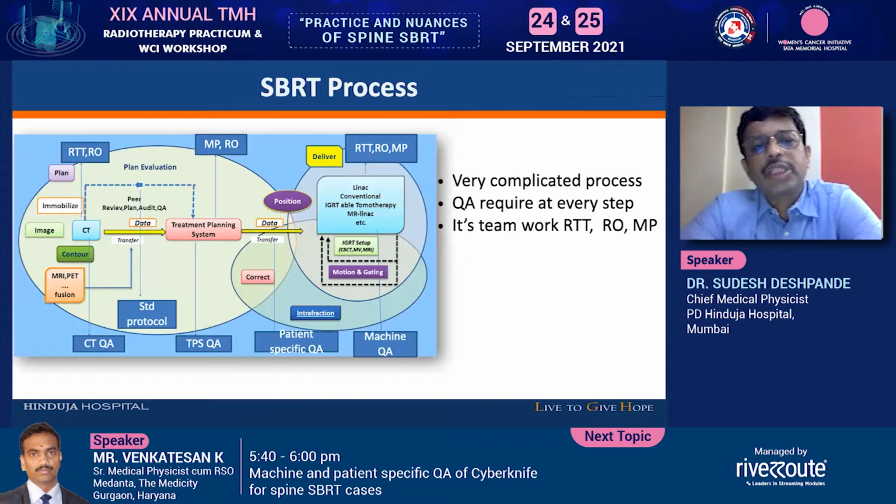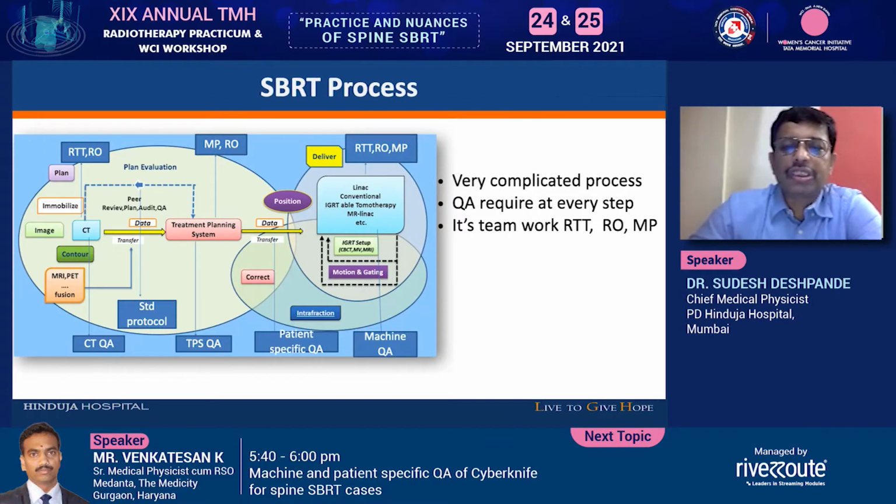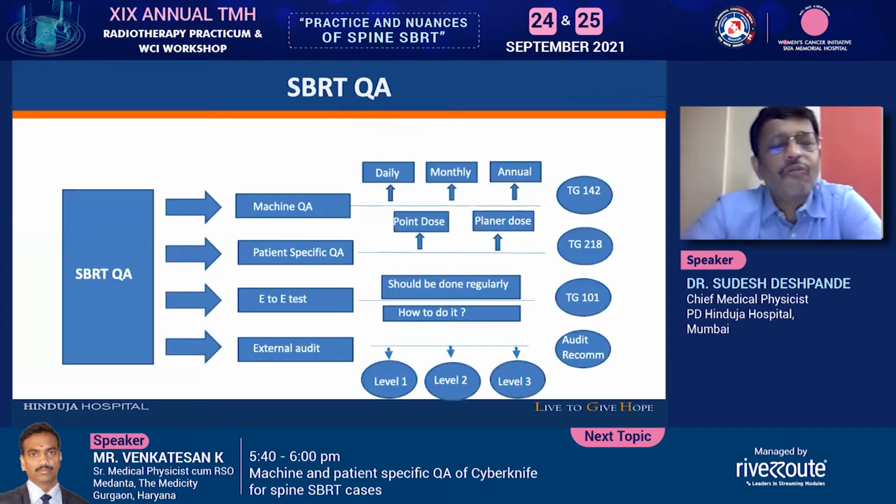Whenever we talk about the SBRT process, we see that it is very complicated, so we require QA at every step, and it's teamwork of the RTT, radiation oncologist, and medical physicist. When we talk about SBRT QA, there are 4 types of QA, and these are very, very important. I can say that these are the 4 pillars of SBRT QA. The first and important one is machine QA. For machine QA, we have daily, monthly, and annual tests, and this is well documented in Task Group 142.